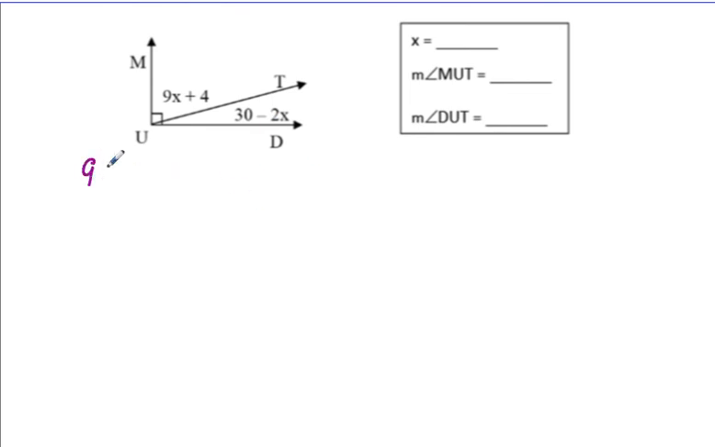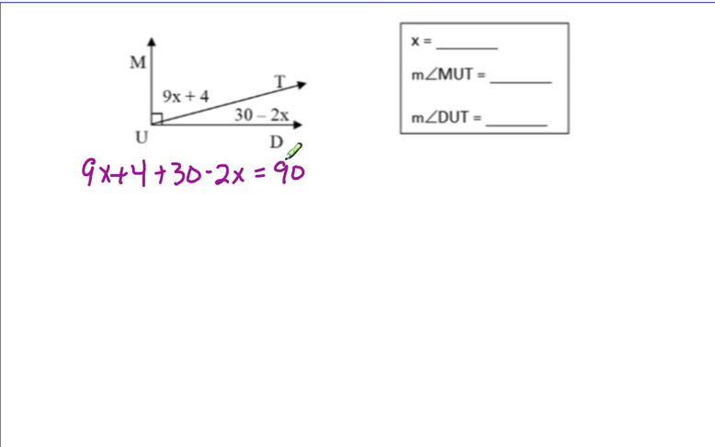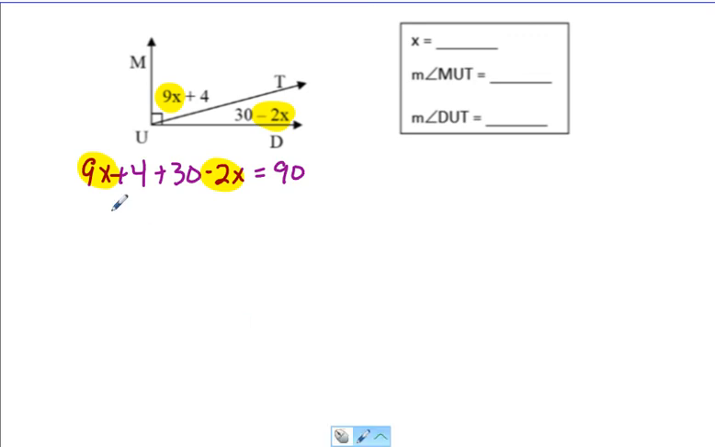So 9x plus 4 plus 30 minus 2x equals 90. So we're going to add these two angles together, and they have to equal 90 degrees. Another thing you can do, instead of having a long equation, is determine how many x's you have: 9x minus 2x. It's okay if you just write 7x.